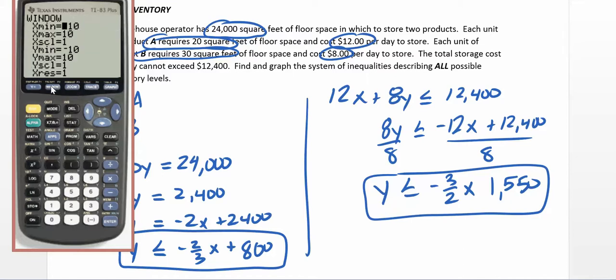So I'm going to go to my window now. My lowest value for x should be 0. My highest value, I'm just going to try 1,600, and I'm going to go by hundreds. Lowest y value is 0. Highest y value, again, I'll go 1,600 here, and I'll go by hundreds.